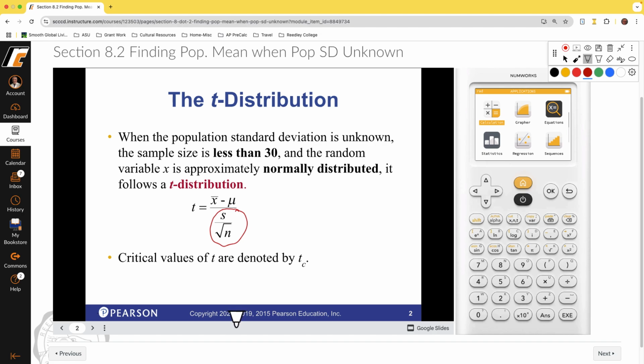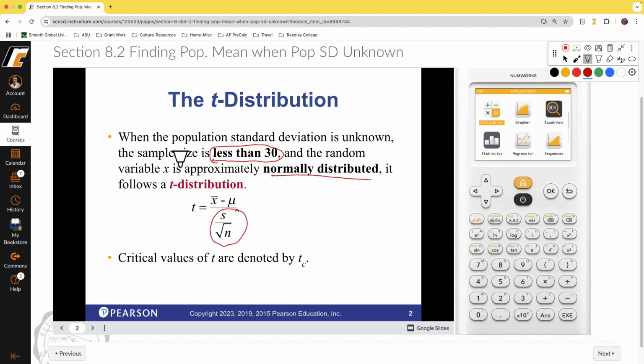One of the things we need: the t-distribution is specifically designed for samples less than 30. So that 30 is sort of like that magic number. If there are 30 or more, we can use the z-distribution. But the t is specifically for less than 30, and the variable is approximately normally distributed. So that's important. We can use this t-distribution.